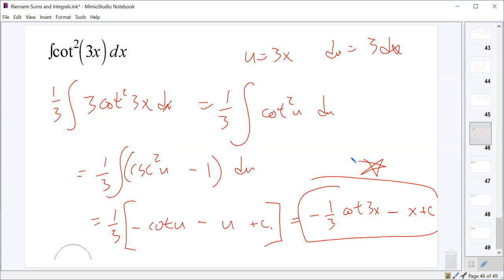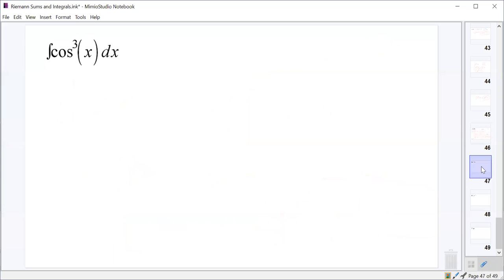Good or no? Do you not need to distribute the 1/3 to the u of the x? Wait, no, never mind. Sorry. Remember, u is 3x, so I did, I just did it all in one step there. Everybody good or no? All right, let's do another one.